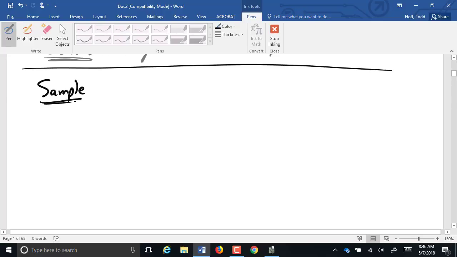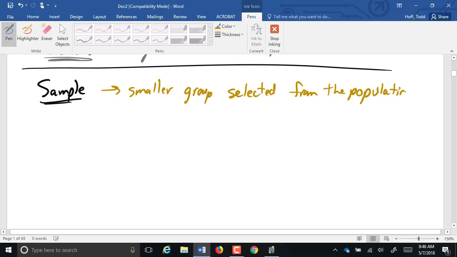So let's talk about something called a sample. A sample is a smaller group selected from the population. Not necessarily, well, that is a possible subgroup, but not necessarily a sample.